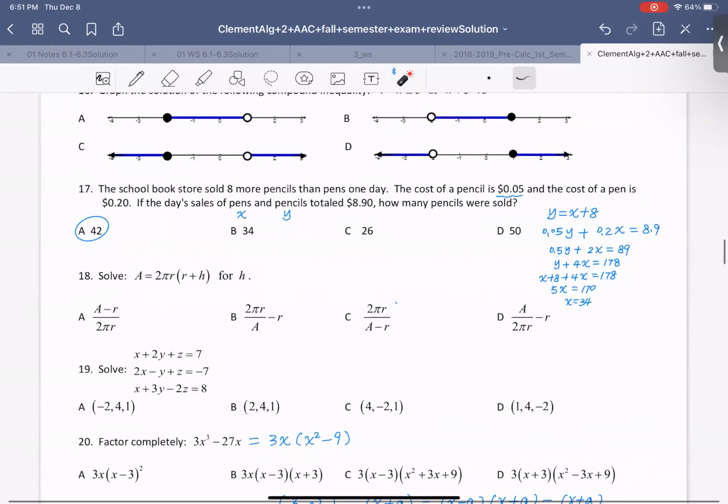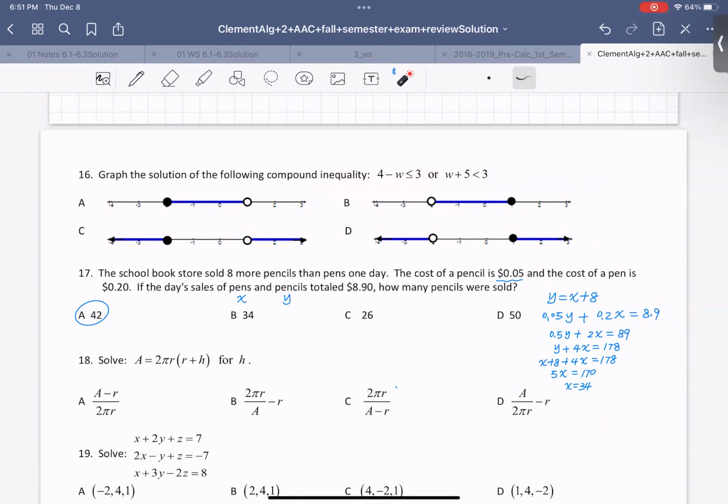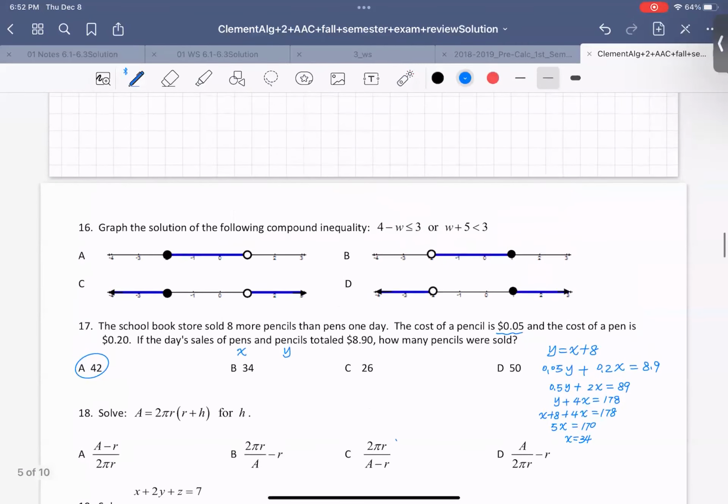Now this thing. They ask you graphing it. So this is a composite inequality, compound inequality. So you have one to one side, the other to the other side. So the first one, W is greater than or equal to 1. And this guy is W less than -2. Greater than or equal to 1 goes to the right, and less than -2.